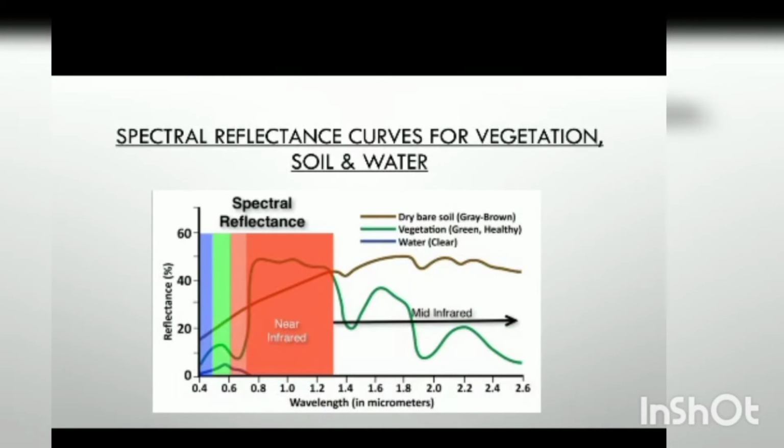The amount of reflectance from a curve can be measured as a function of wavelength. Here the graph shows the spectral reflectance curve for vegetation, soil and water. Let me take water first.